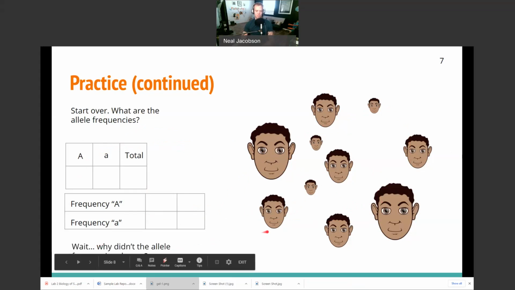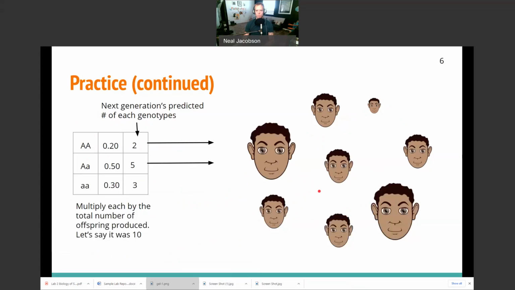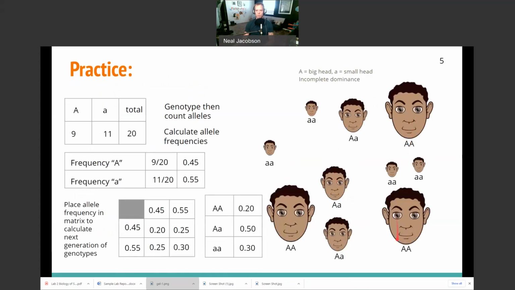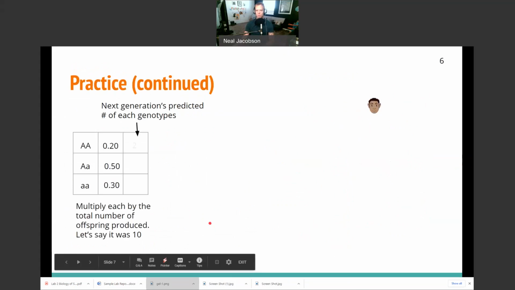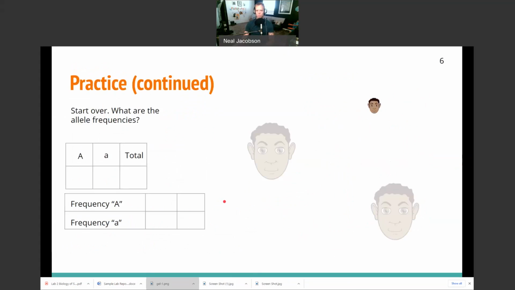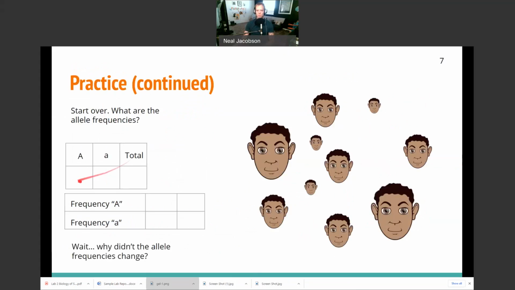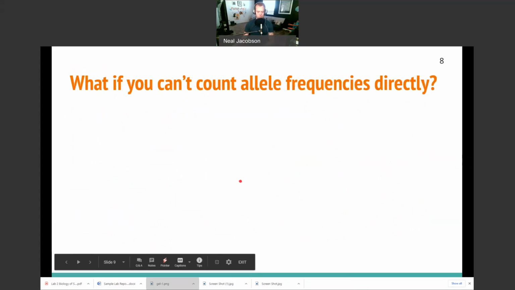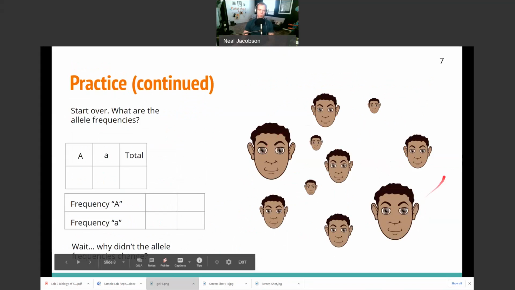So why didn't the allele frequencies change? What's up with that? If you go back and look at the people, I've got 3 big-headed people, 3 normal-headed people, and 4 small-headed people with these frequencies. And then I went and did this whole thing, produced some offspring. The allele frequencies didn't change, but the genotypic frequencies changed. That's interesting. So why did that happen? Why didn't the allele frequencies change?